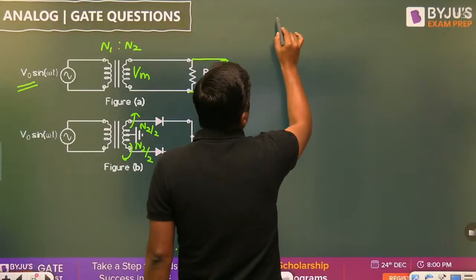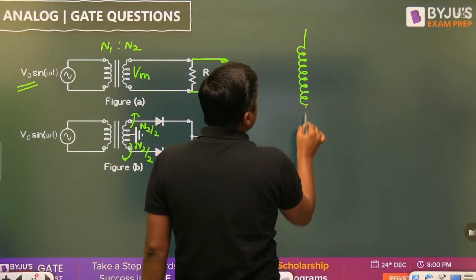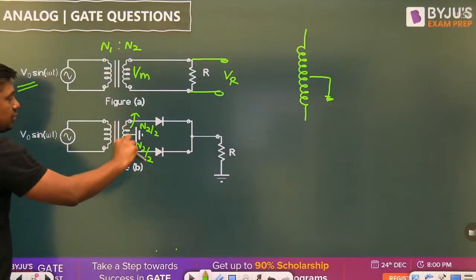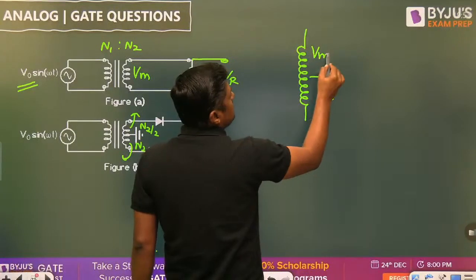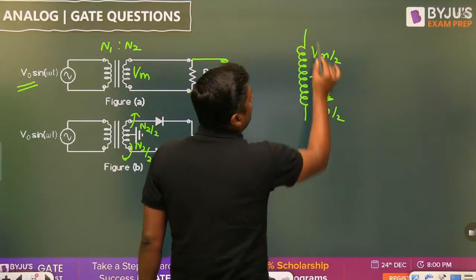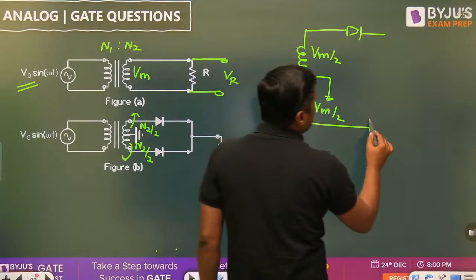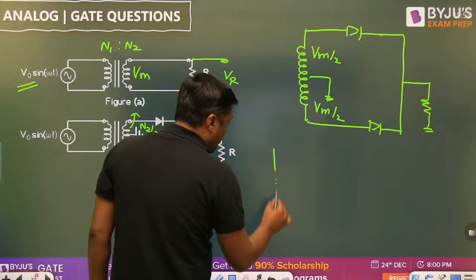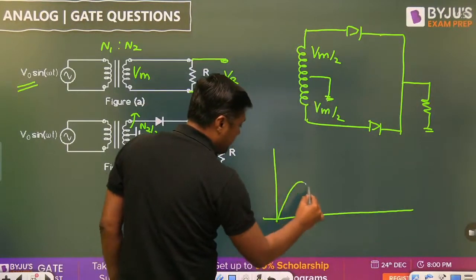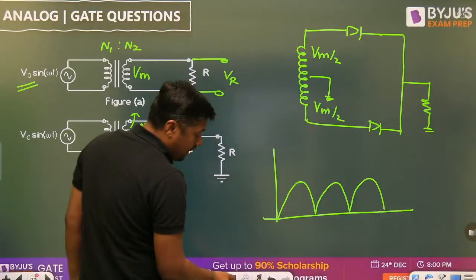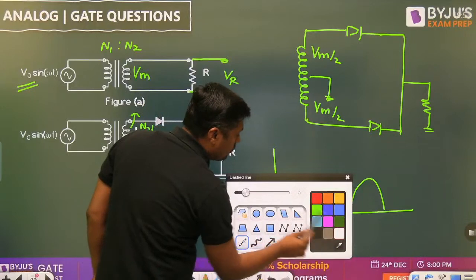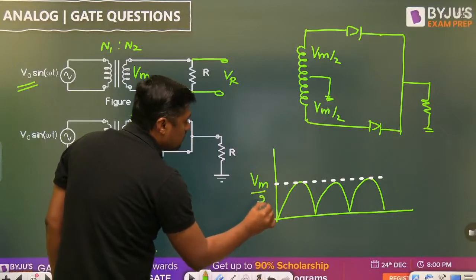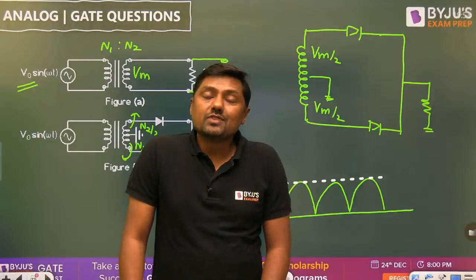So the voltage at the transformer end, as compared to this, if it is Vm, then it will become Vm by 2, Vm by 2. Just half. And this is a center tapped transformer type full wave rectifier. So you are going to get this type of waveform, full wave. But what is the peak value? Vm by 2, not Vm. The peak value is Vm by 2 because of center tapping.